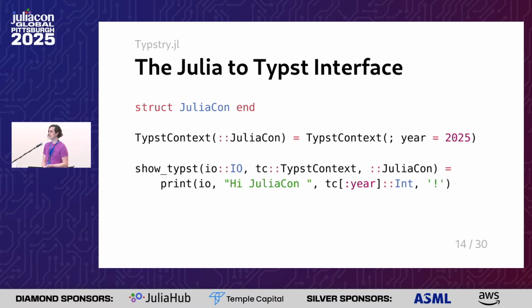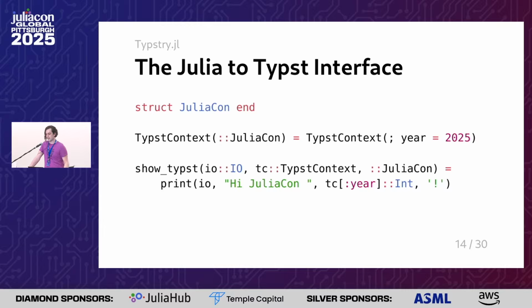So to go through the formatting side of the architecture, we're going to be implementing this example type for the formatting and see how that interacts with the functionality available there. So we have the struct JuliaCon. The purpose is just to define formatting for it. So we first implement Typst context, which is similar to IO context, where you're passing metadata to the formatter, and then show Typst, which is the formatter itself.